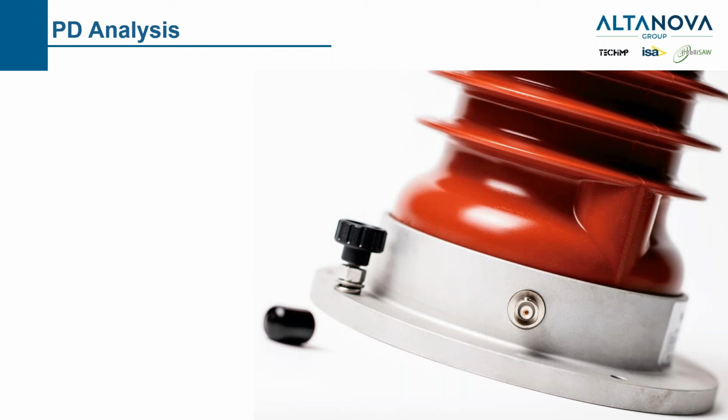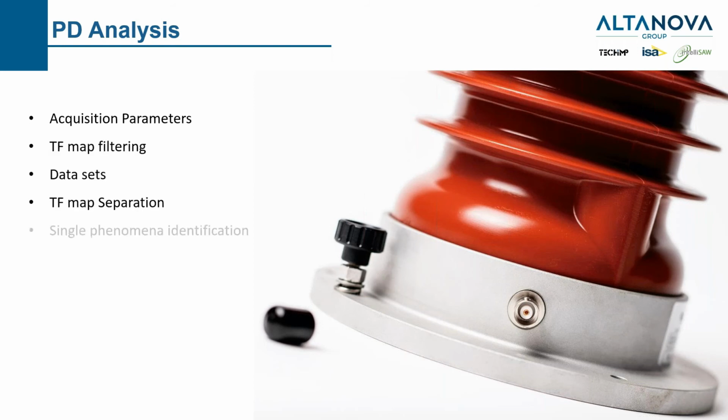Now we have seen basically what the sensors are, how we can acquire data, and how we can filter noise. We will see now how we should analyze data. To analyze data, we have to keep in mind a flow of action. First, we have to take into account the acquisition parameters. Then we can apply, if we want, some filter with the TF map. And as an output, we will have a data set. All these activities are carried out during the acquisition.